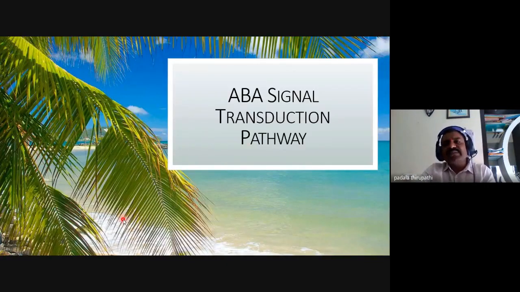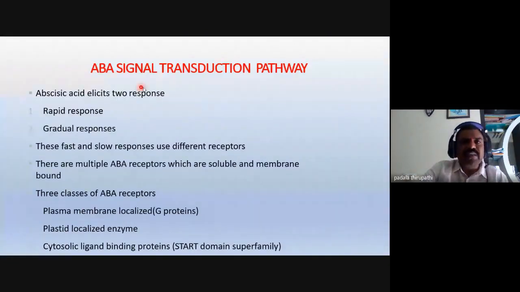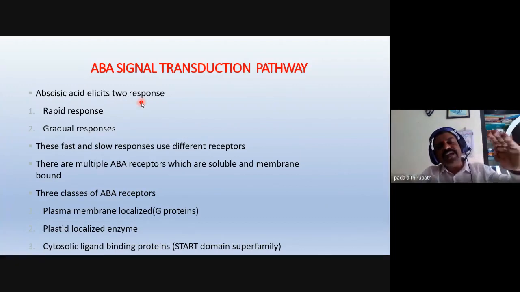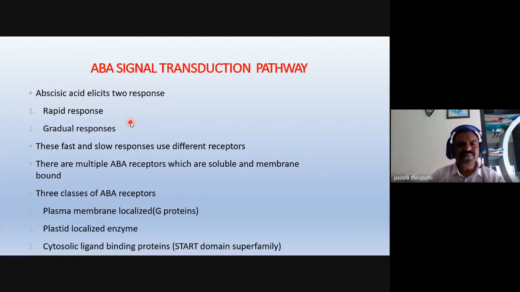Then the ABA signal transduction pathway. Abscisic acid elicits two responses, my dear friends. Number one, a rapid response. Number two, a gradual response. These are the two responses we observe with abscisic acid. The fast and slow responses use different receptors. There are multiple abscisic acid receptors, which are soluble and membrane-bound.